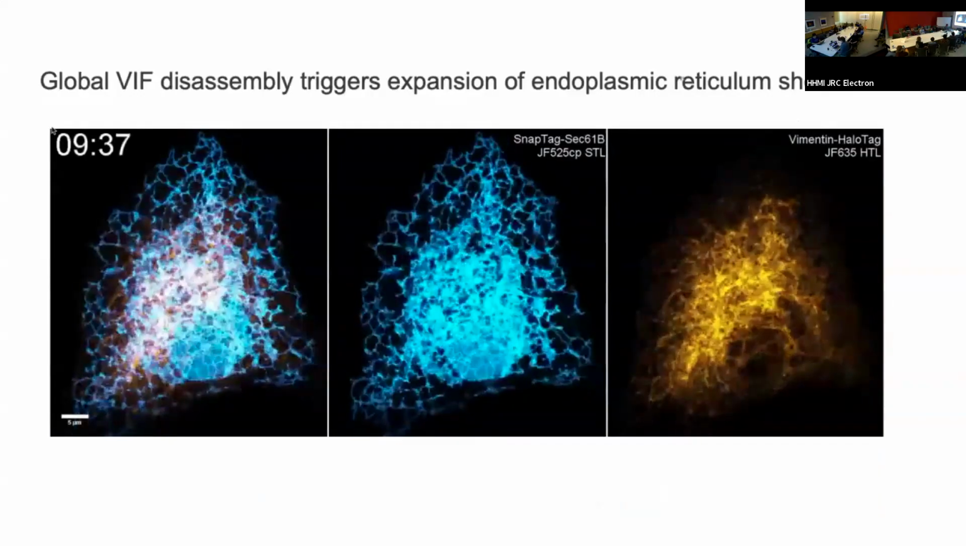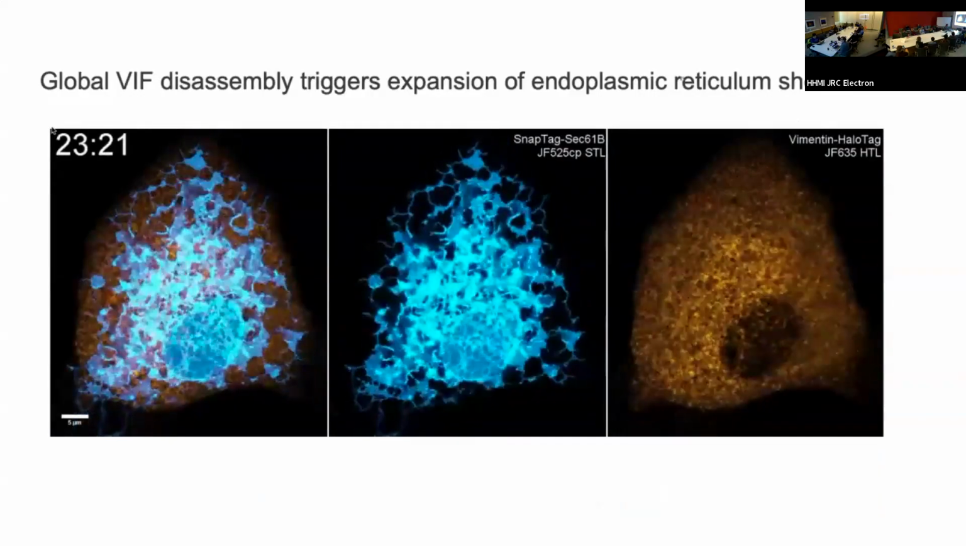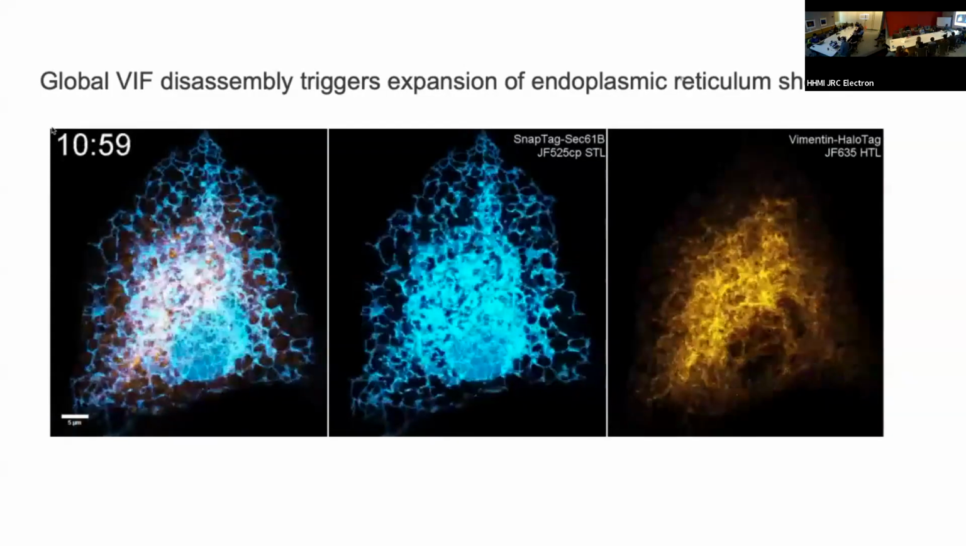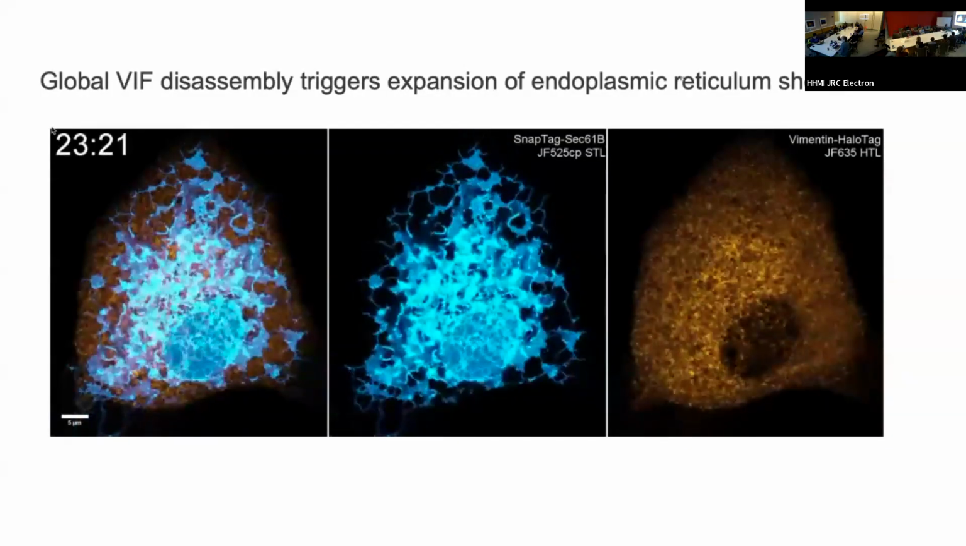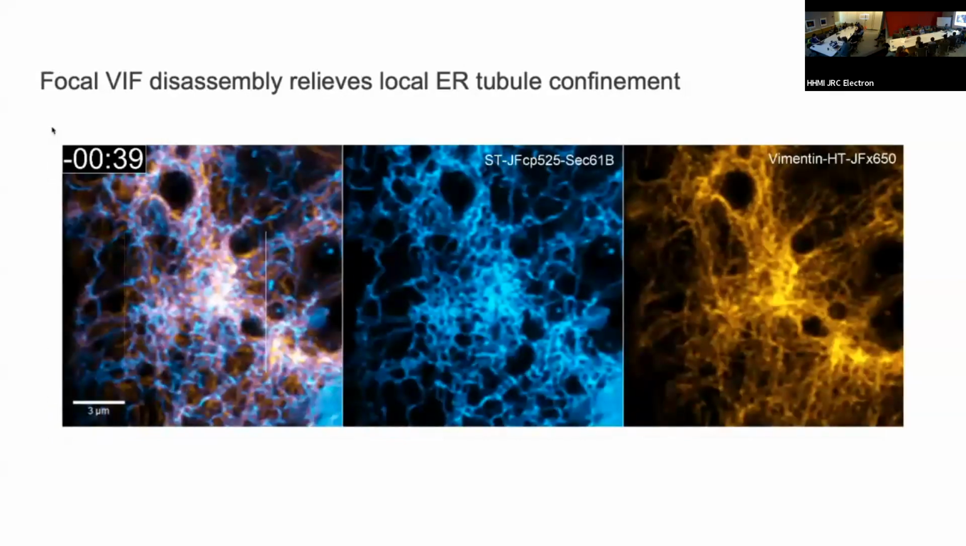When we disassemble the vimentin, we see the expansion of planar sheets, which is not dissimilar to a phenotype that was described upon loss or mutation of keratins. That there is a shift from more tubular ER to more sheet-like ER, but we can see that this process occurs nearly instantaneously with loss of IFs. A little teaser for another project I'm working on.